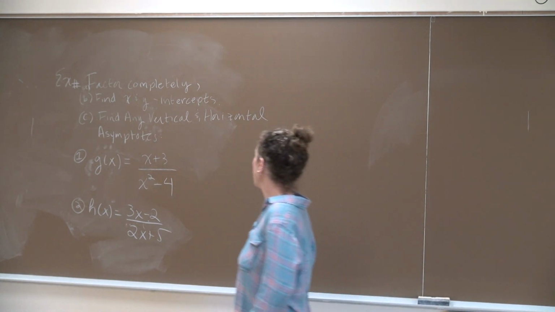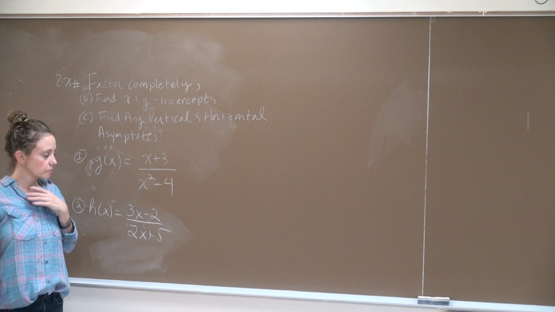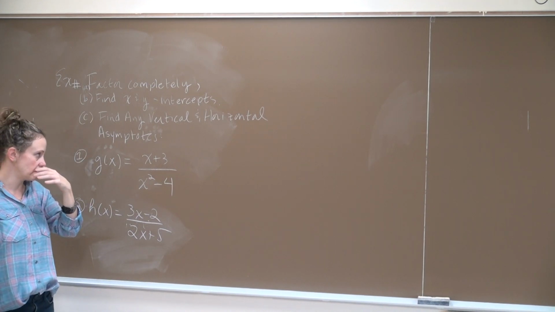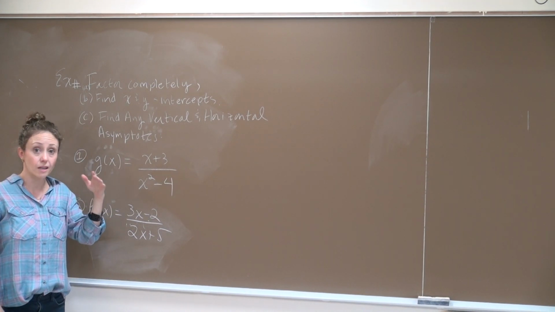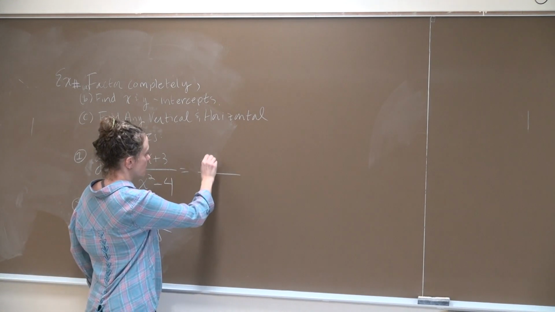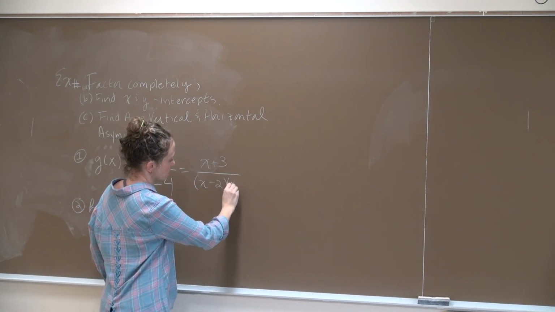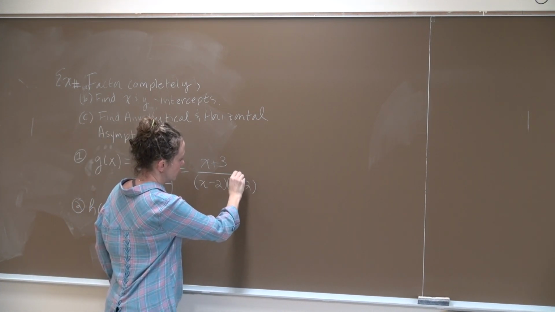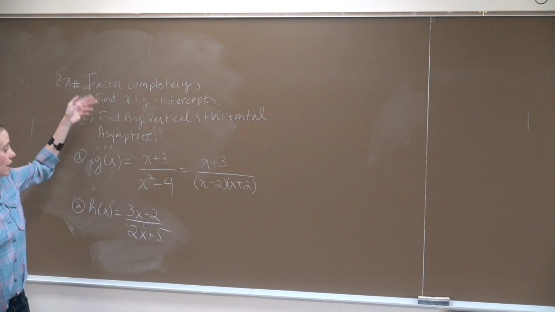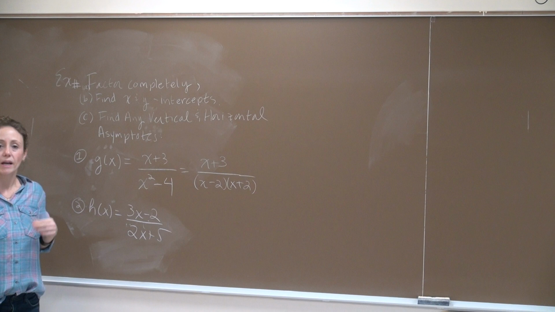So let's start with number 1 over here, which is g of x equals x plus 3 over x squared minus 4. The first thing we're going to do is factor it completely. My numerator is linear, I'm going to leave it alone. My denominator is quadratic. So I'm going to rewrite this as x plus 3 divided by x minus 2 times x plus 2. We have the difference of 2 squares here. So in terms of factoring, I'm done. I took care of part A. Now let's take a look at part B, which says find the x and y intercepts.